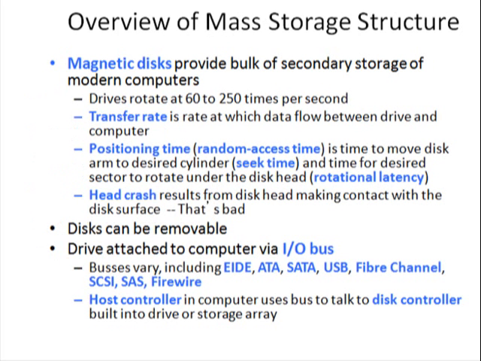So firstly, with the overview of the mass storage structure, magnetic disks generally provide the bulk of the secondary storage in modern day computers. Transfer rate is generally very high, and is the rate at which data flows between the drive and the computer. Drive generally rotates at 60 to 250 times per second.